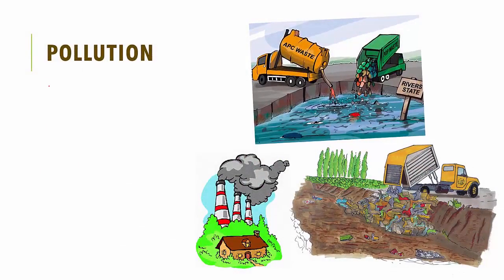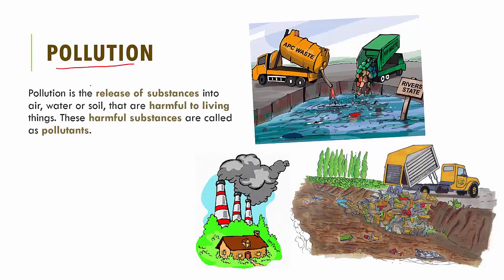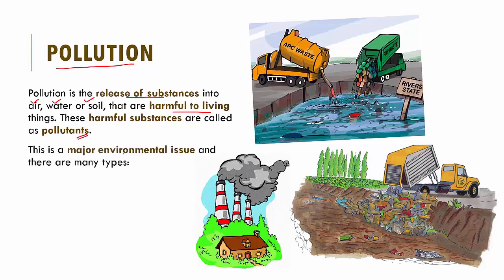So let us now briefly talk about pollution. What is pollution? Pollution is the release of substances into air, water or soil that are harmful to living things, and these harmful substances are called pollutants. This is a major environmental issue and there are different kinds of pollution. What are the different kinds of pollution? The first one is air pollution, then we have water pollution, and soil pollution.